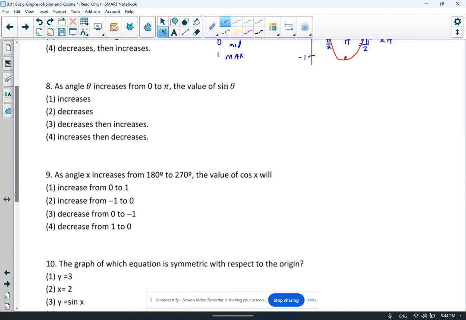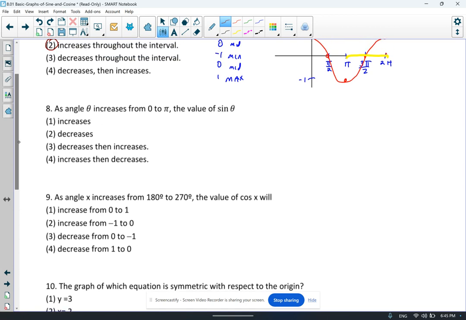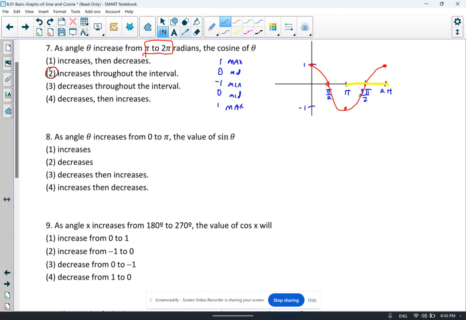I'm going to do problem number 9, and then, I'm sorry, number 8, and then I'll go back to 6, and I'll let you do the rest.